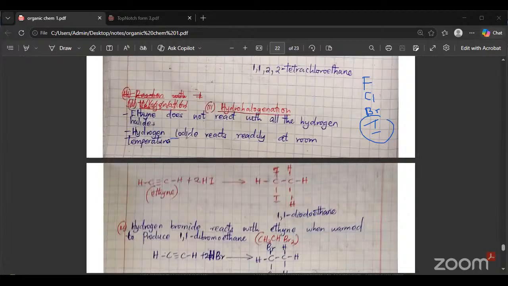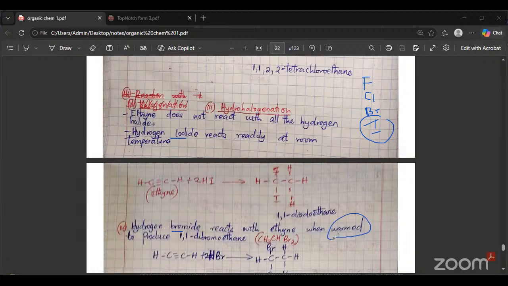Yeah, hydrogen iodide actually, which is the least reactive in the halogens, reacts easily than the one yenye iko juu yake. So unaona ya bromide, hydrogen bromide, we need to what? To warm a little bit.